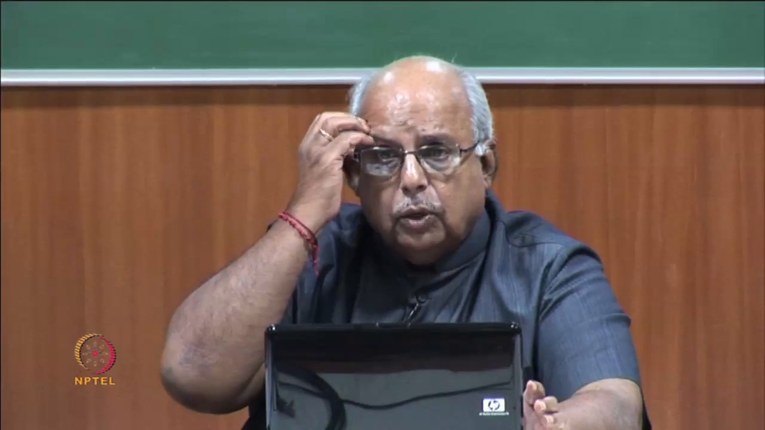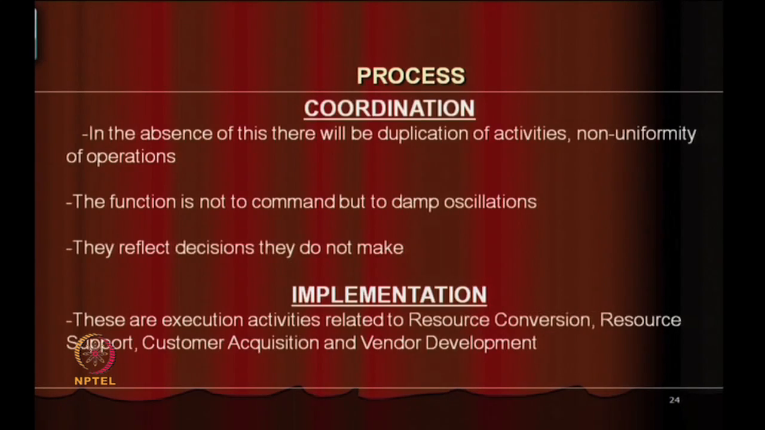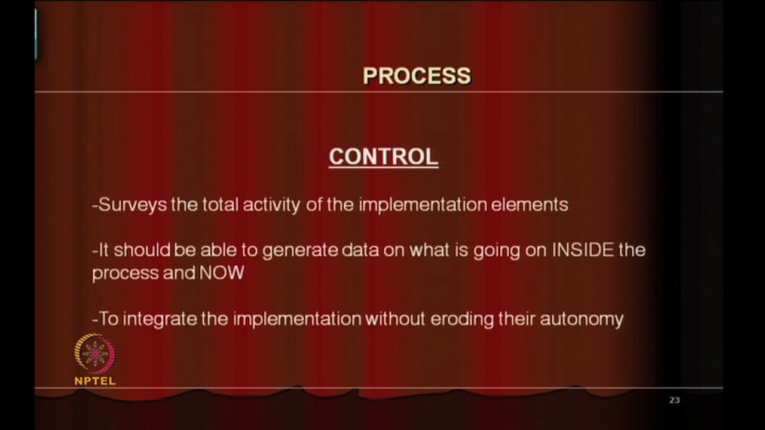To conclude then, we shall talk of certain process variables, control, coordination, implementation and wrap up with systems. Control requires surveys, it surveys the total activity of the implementation elements. It should be able to generate data on what is going on inside the process, and know how to integrate the implementation without eroding their autonomy.